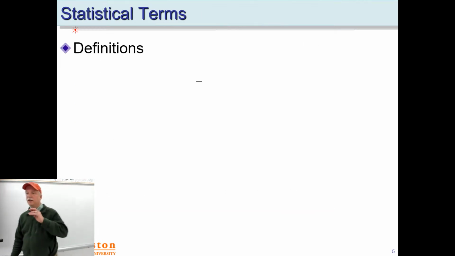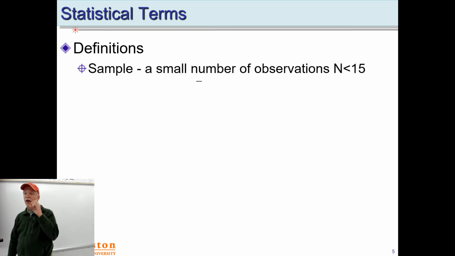So let's look at the statistical terms. This is some review as well. So we have a sample, and a sample is a small number of observations, and by convention, we say less than 15. Okay.